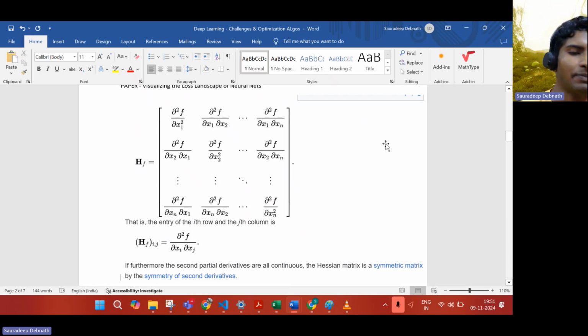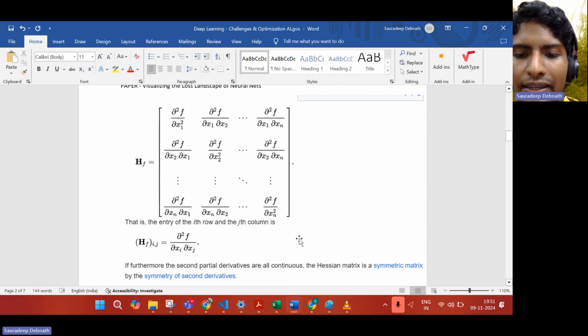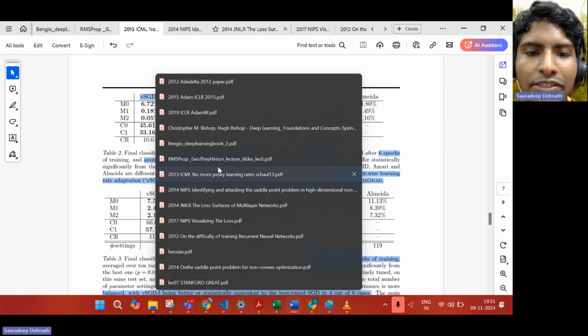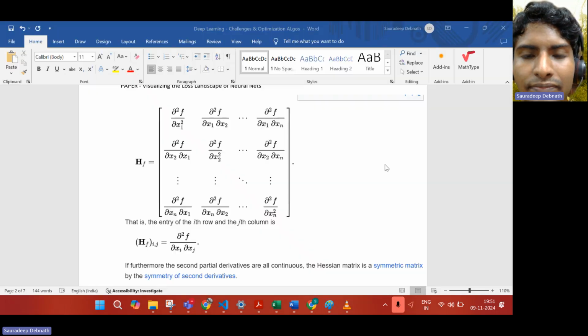the second order partial derivatives. And what we do in the Newton's method is this.